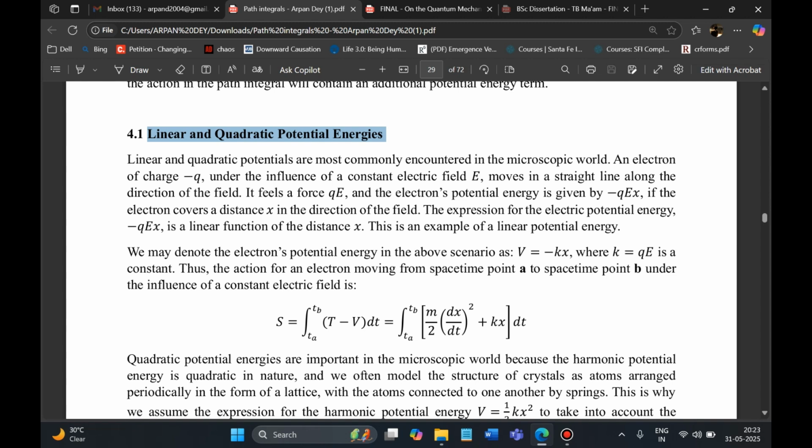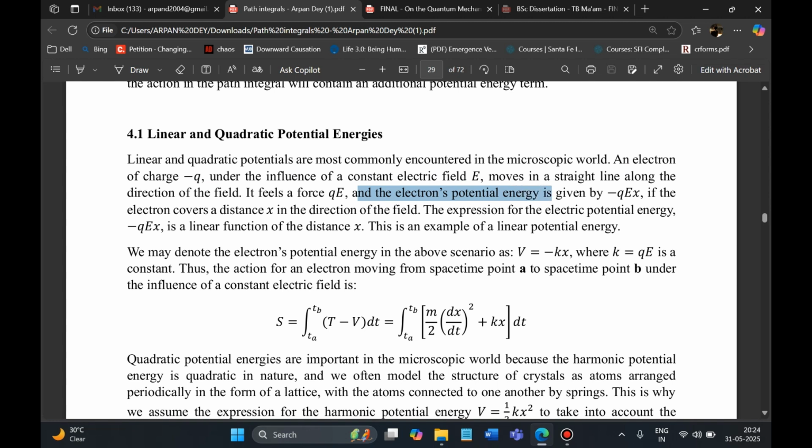One is the linear potential, where the general form is V equals negative Kx. So you see it's a linear function of position, a linear function of x. A simple example: an electron of charge negative q under the influence of a constant electric field E will move in a straight line along the direction of the field, right? We all know this from basic electrostatics. And the force due to the electric field is QE. Q is the charge and E is the electric field strength.